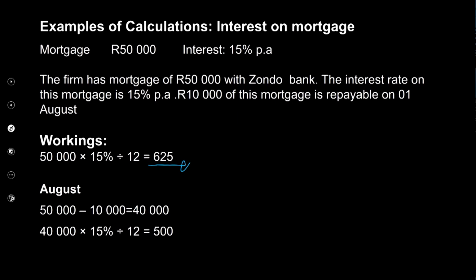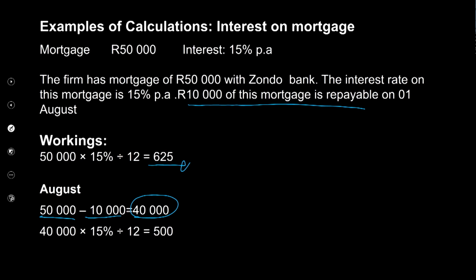Now watch what happens next. There was a repayment on the loan, right? 10,000 Rand of this mortgage loan is repayable on the 1st of August. This means that you now take your capital sum of your loan minus the 10,000 Rand, giving you a figure now of 40,000 Rand. Clear?